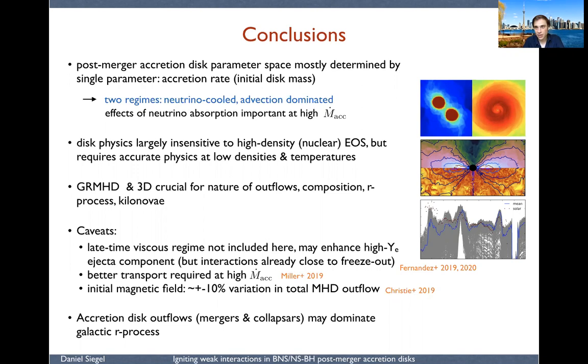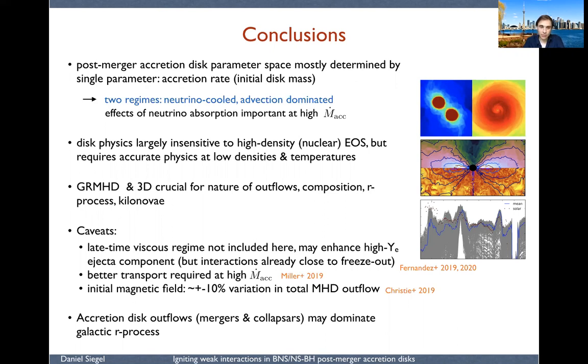Also, initial conditions obviously matter. It's been shown by others, by Christie et al, for example, and Francois was also alluding to that earlier this morning, that the initial magnetic field structure can also have some impact. You can add or subtract 10% or so in terms of the total ejecta mass that you would get from these MHD outflows.